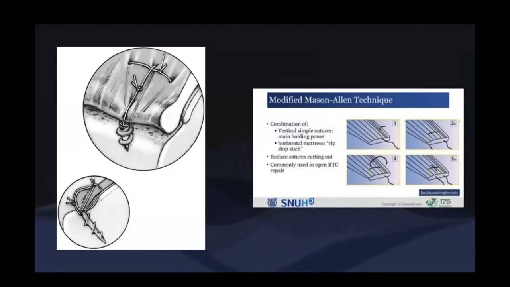So to prevent this from happening, there's a technique called the Mason-Allen technique. The Mason-Allen technique is basically taking one horizontal stitch that acts as a ripstop stitch. So basically it prevents the tendon from ripping. That's why it's called a ripstop stitch. Along with this, the second stitch is taken in a vertical fashion. This can either be a simple stitch or a mattress stitch, but that is vertical. So a cross type of configuration is formed. So even if the tendon is of poor quality, the ripstop stitch prevents the vertical stitch from cutting through the tendon, thus causing a cuff failure.